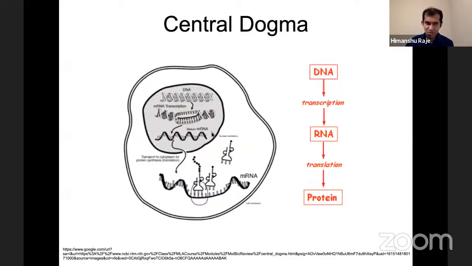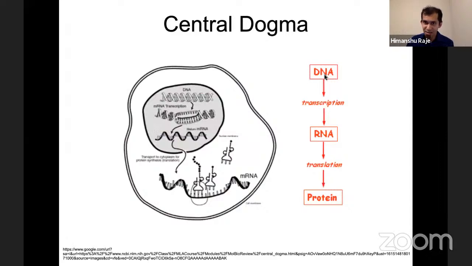Although I have shown you a eukaryotic cell, you can see this. This is a nucleus of the cell. Even prokaryotic cells have the same process going on. From DNA, this is where we essentially start. This is where the genes are. This is the genetic material of every cell. This houses all the genes.